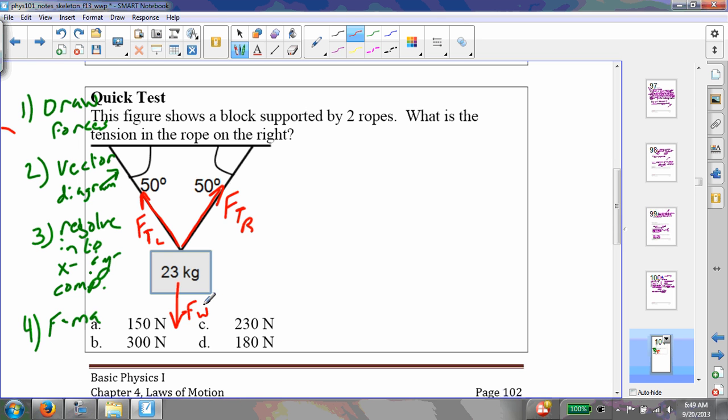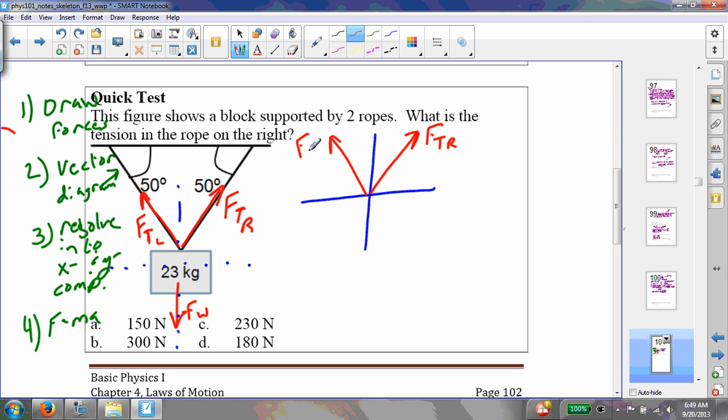All right, now I want to draw a vector diagram. This is where I'm going to identify a coordinate system. My coordinate system will be pretty simple. That'll be my x. That'll be my y. So I have my x and y axes. I have FTR, FTL, and then I have FW. I also want to identify what this angle is. Well, I know that this angle is 50 degrees, so if that angle is 50 degrees, this angle also has to be 50 degrees. So I'm going to label that 50 and 50 on both of those.